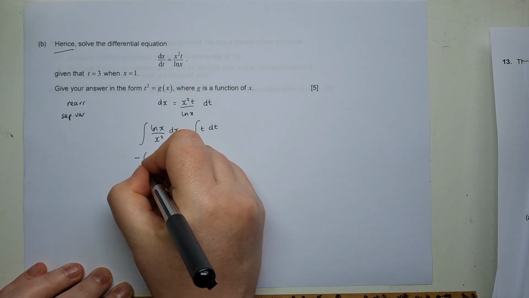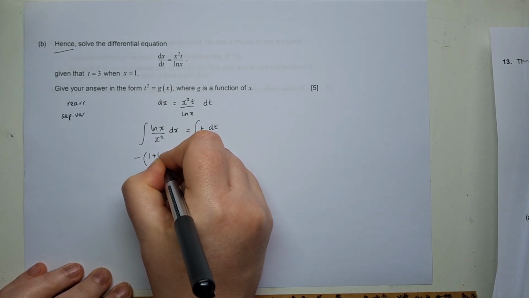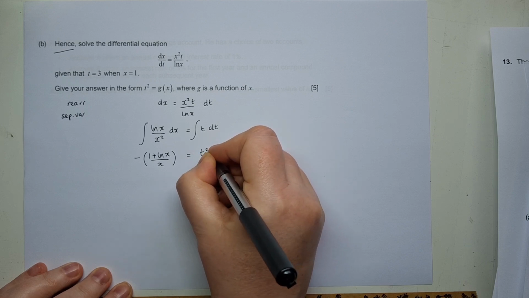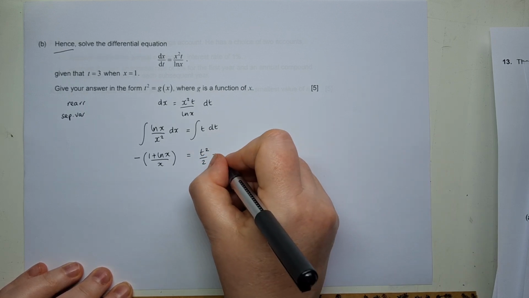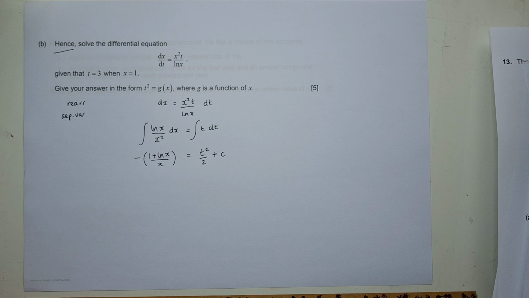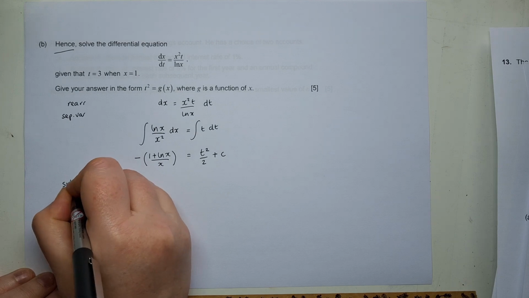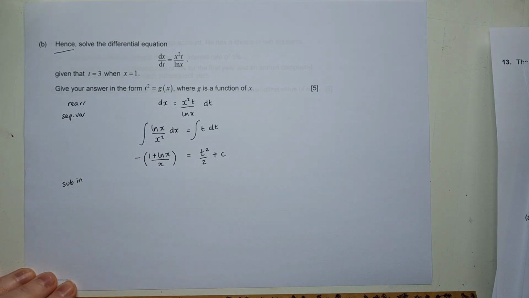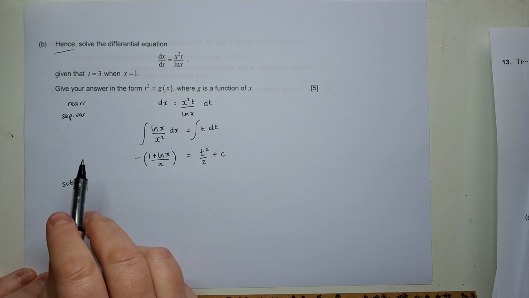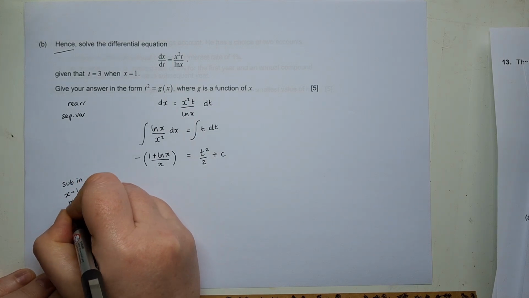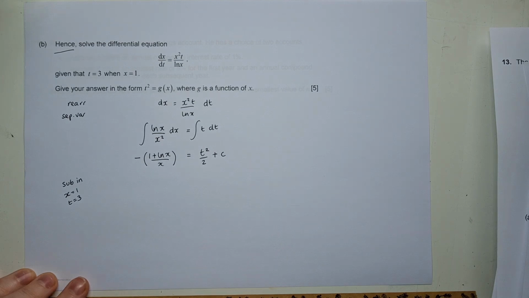I already know that integrates to be 1 plus ln x over x. I can integrate t by going upper power and dividing by the new power, and I can put a plus c on one side, and we normally put it on the second side. Now, as soon as you've got that line integrated, you look and see, is there anything that I know I can sub in? And obviously we've been told t is 3 when x is 1. That's going to help us work out the plus c.